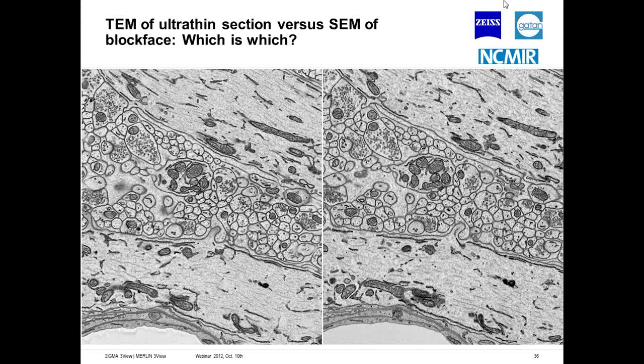Now, the resolution that you can get with a Merlin in block face images is so good that it can be difficult to tell the difference between a block face image and one produced by thin section TEM. Here are two very interesting images, so look closely. We cut a 60 nanometer thick ultrathin section from a block of cerebellum with a conventional ultramicrotome and imaged it by TEM. We then imaged the corresponding region on the block face by backscatter SEM. It's a little hard at first to tell which is which.